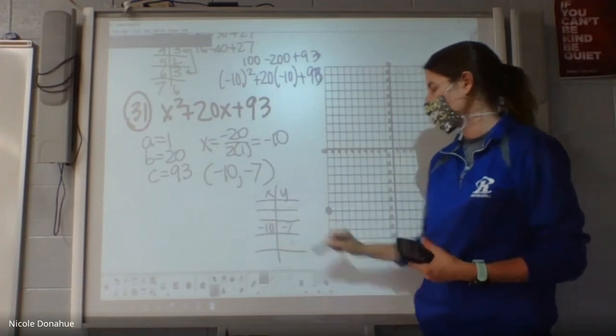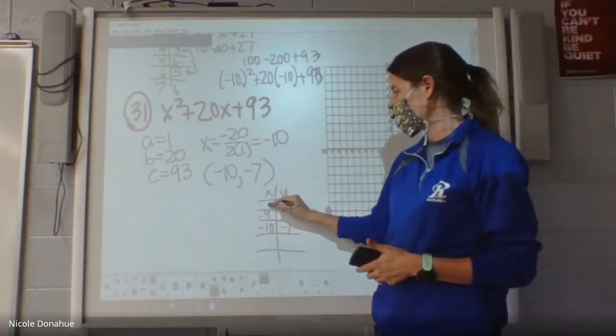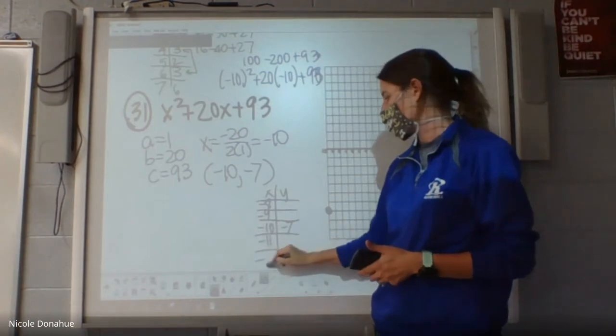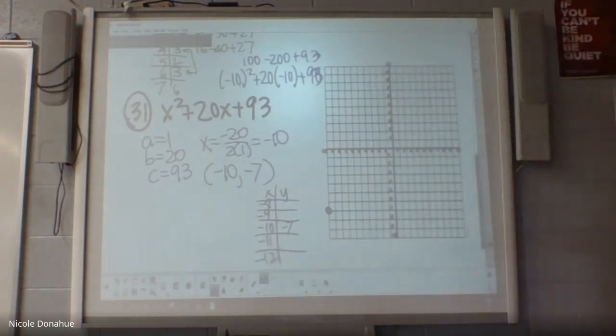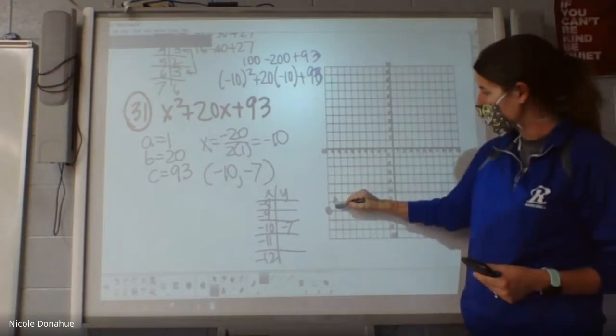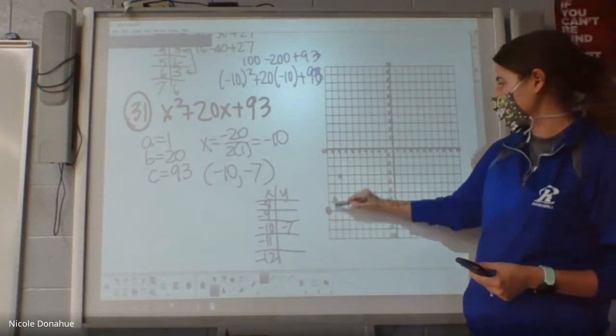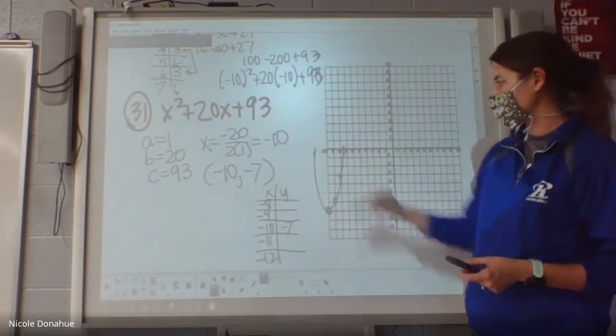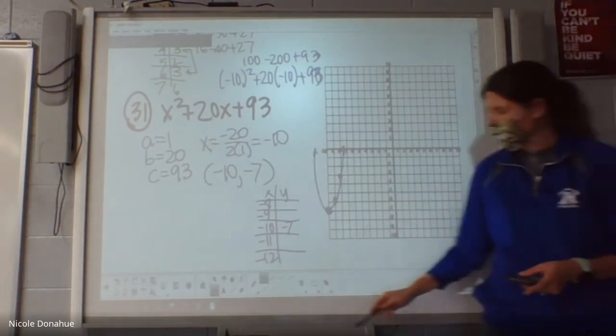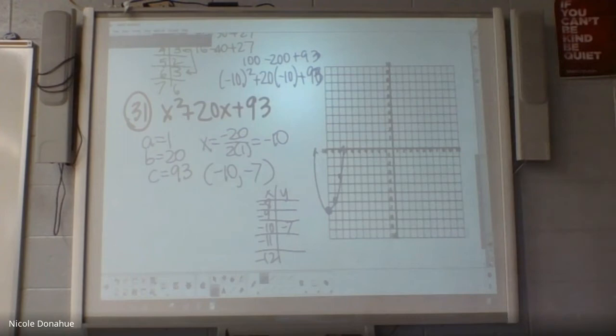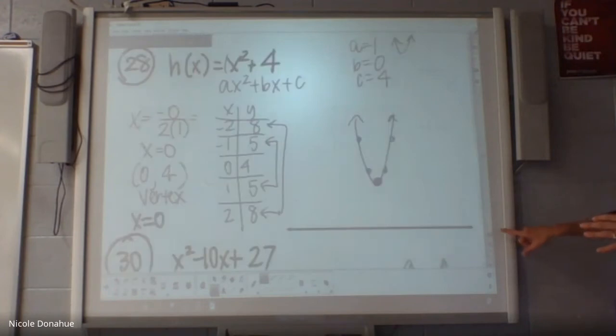Negative 10, negative 7. So we're going to do negative 9, negative 8, negative 11, negative 12. So it's going to be negative 6, and then negative 3. So you can kind of just assume it's going to go that way as well. And then finally 35. It's hard to figure out because I don't think it actually touches. I think, let's see.